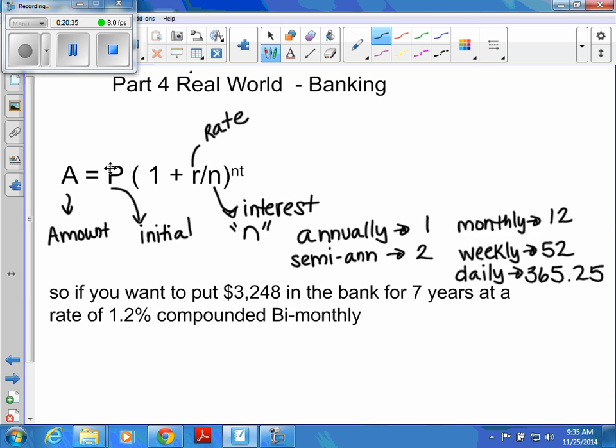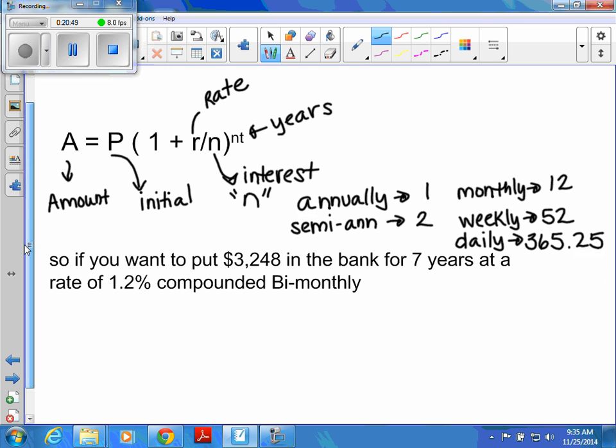365.25 precisely, because of the leap year. The 1/4 is added in there. Oh, I forgot the T. The T stands for the years that you put it in the bank for. So here we go.